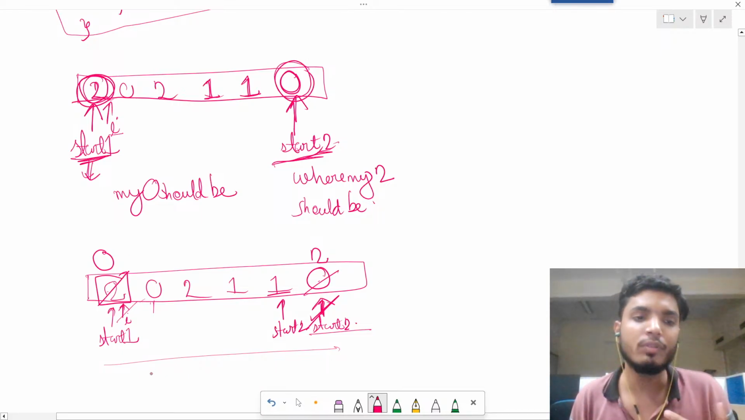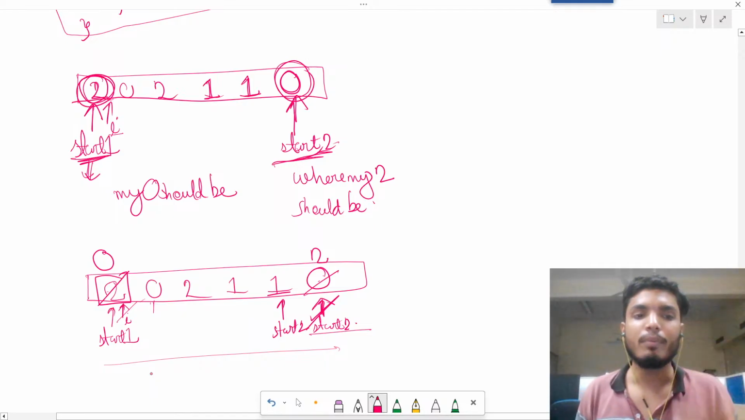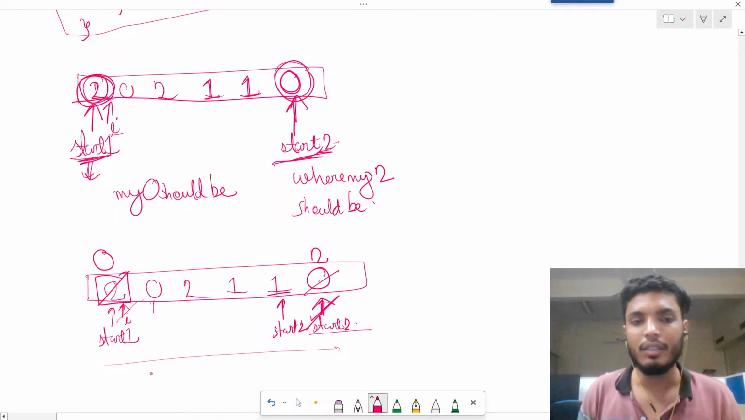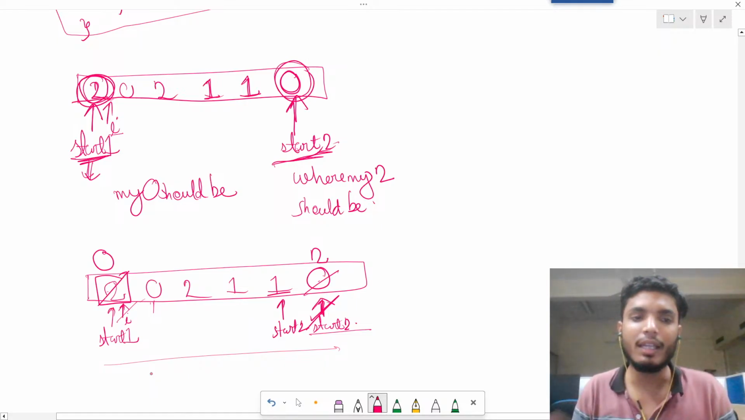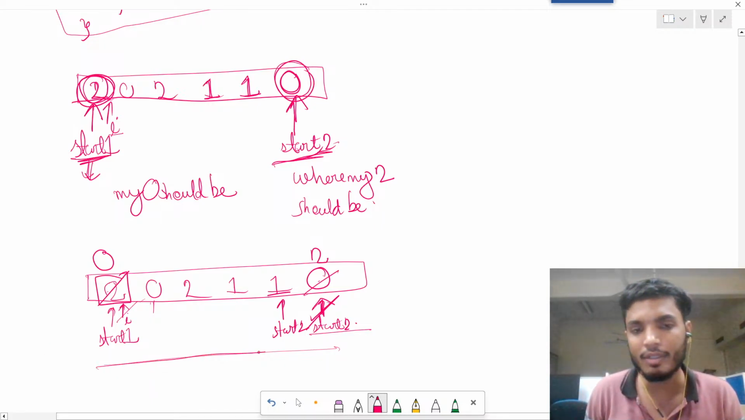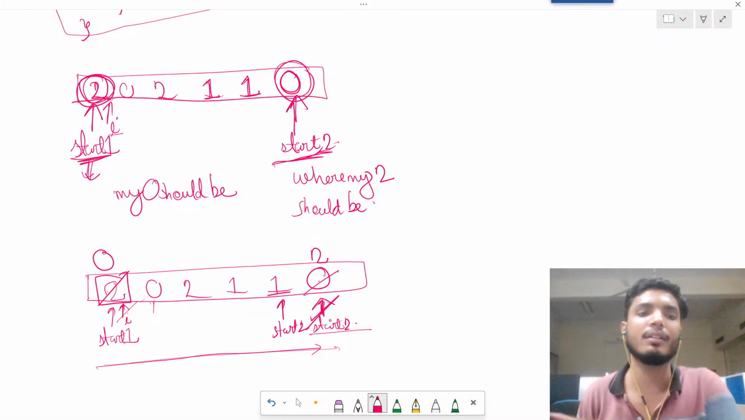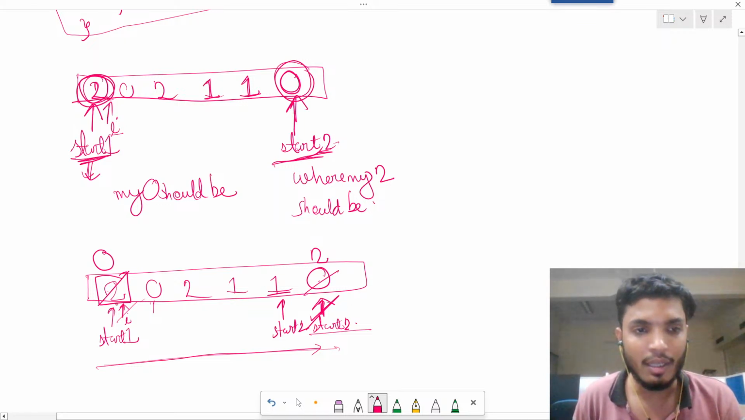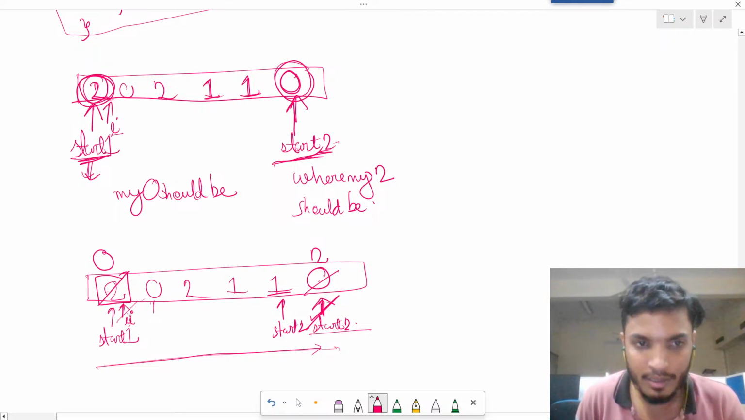Meaning I am not moving I if my I was pointing at the element 2. I swap, but still I will not increase I because I am swapping with the right element and I don't know what the right element is, because we are traversing from the left, so how do I know what was on the right. Therefore, if a 2 came here, we will not move I ahead. So again I is at this position.